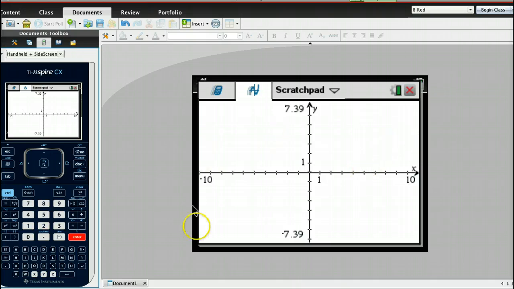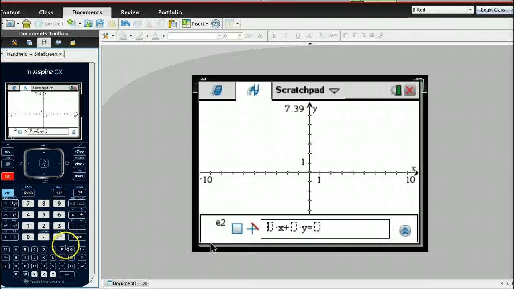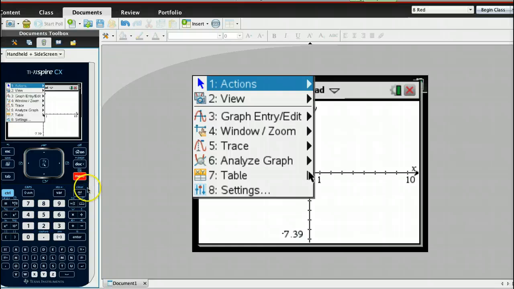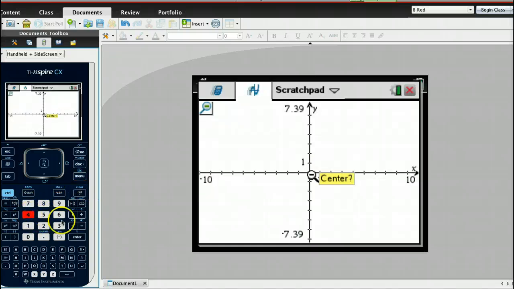Now I'm zoomed in a bit, so that line is probably way above my viewing window here. So after I graph my second line, I'm going to end up zooming out, but I'm going to go ahead and graph my second line as well. My second line is 13x plus 2y equals 256. So again, in standard form, 13, 2, and 256. And now I'm going to go to my menu 4. That'll allow me to zoom out, menu 4, and I'm just going to click up here in the upper right, because most of my answers for this are going to be in quadrant 1.